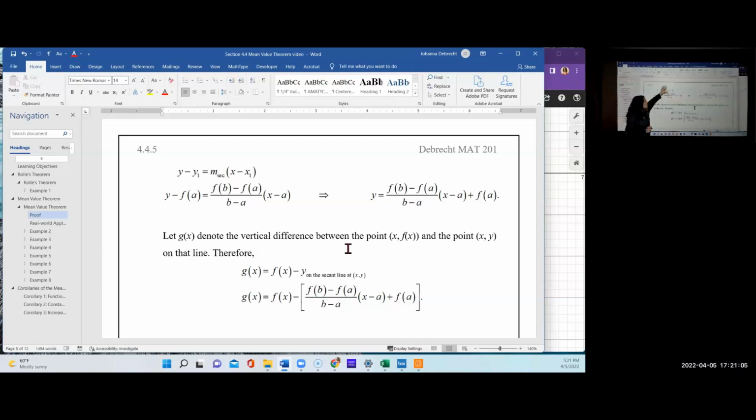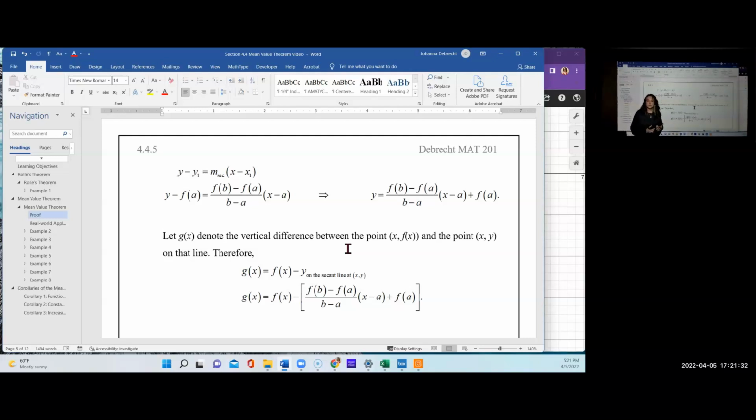Then we replace the slope of the secant line with the difference quotient. Finally, we solve for y by moving the f(a) to the other side, which makes it positive. And we get this expression here on the far right. Now we're going to define this new function on which we can apply Rolle's theorem.